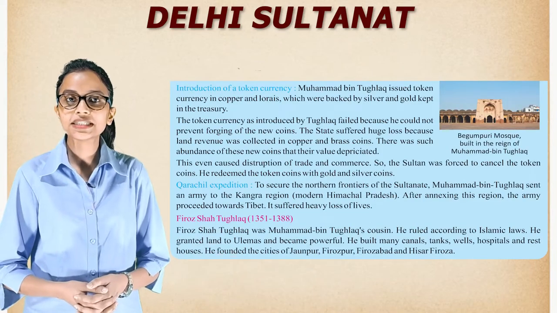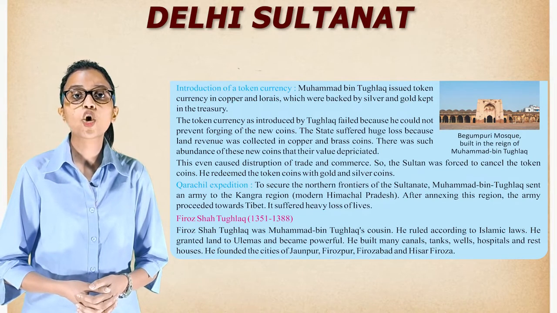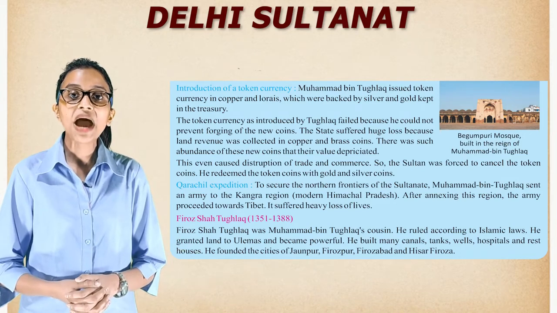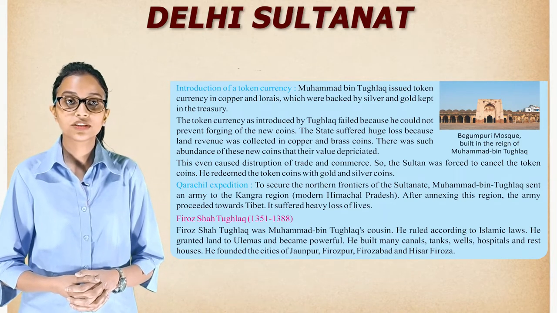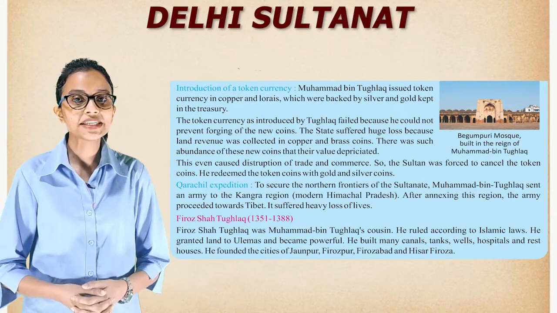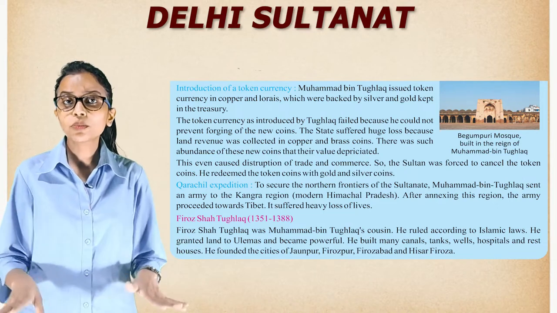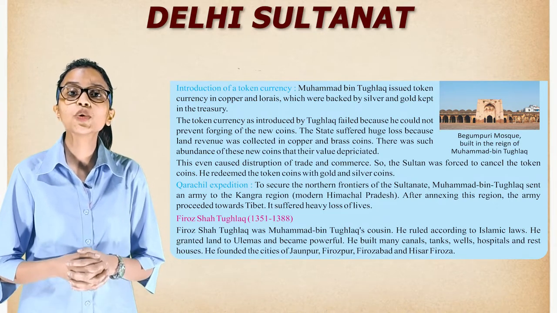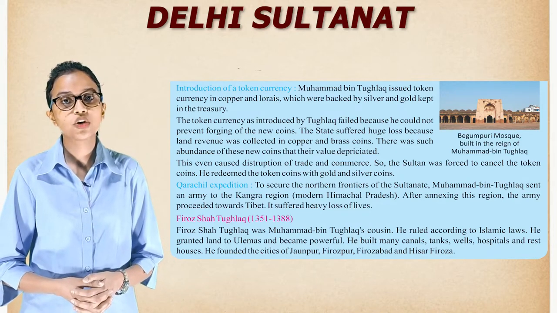Introduction of a token currency. Muhammad bin Tughlaq issued token currency in copper and brass, which was backed by silver and gold kept in the treasury. The token currency as introduced by Tughlaq failed because he could not prevent forging of the new coins. The state suffered huge loss because land revenue was collected in copper and brass coins.